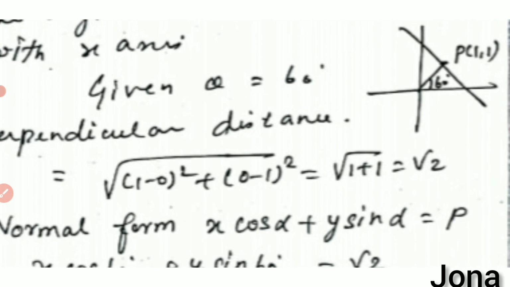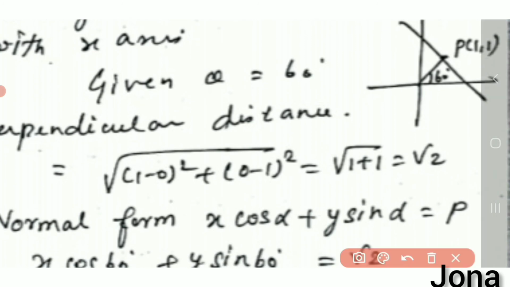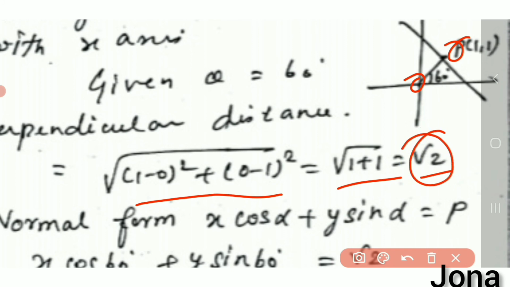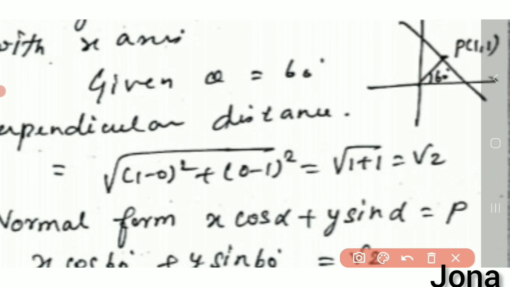So from the point (1, 1) and (0, 0), the distance is root of (1 minus 0) the whole square plus (0 minus 1) the whole square. That is nothing but root of 1 plus 1, that is nothing but root 2. Now we got the perpendicular distance is root 2 and the angle is 60 degree.